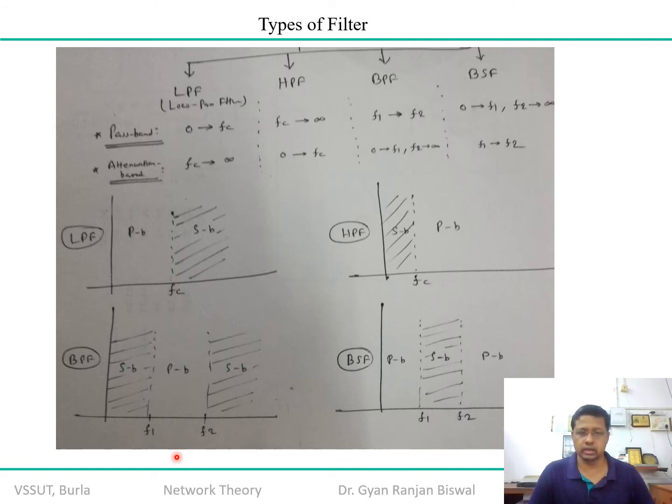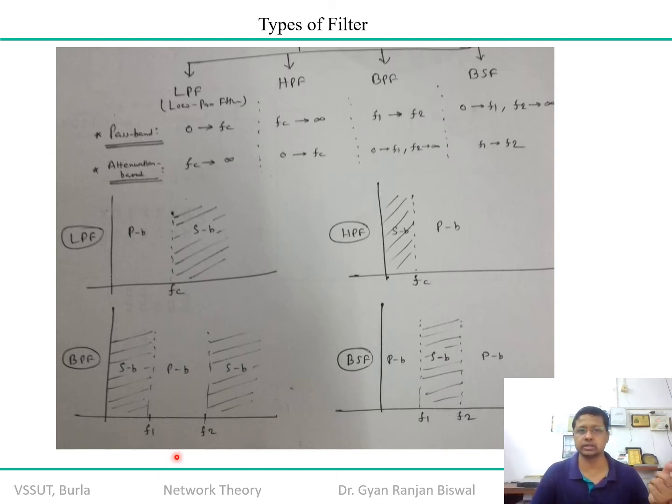So in this case, the high pass filter is again a kind of theoretical band pass filter. Similarly, what is a band stop filter? The band stop filter has exactly the inverse characteristic of the band pass filter. What is the band pass filter?